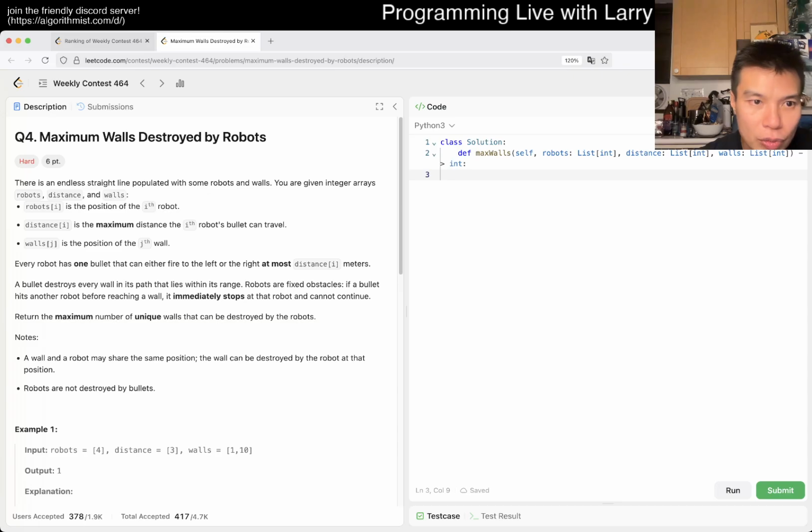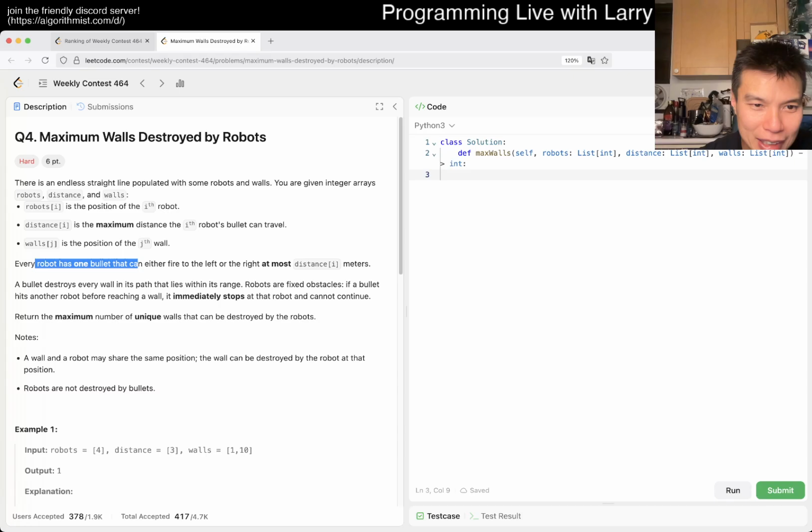Well, okay, so we have robots, distance war, right? Robots I position, okay. What does that mean? Okay, straight line, so 1D axis. Distance of I is the maximum distance I. But where does the bullet come from? They just dropped that here. Anyway, yeah, maybe you should talk about this part first. Each robot has a bullet or something. Okay. Anyway, robot can shoot a bullet and there's a wall.